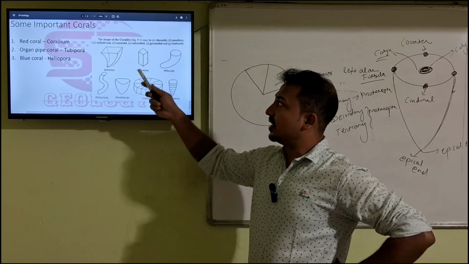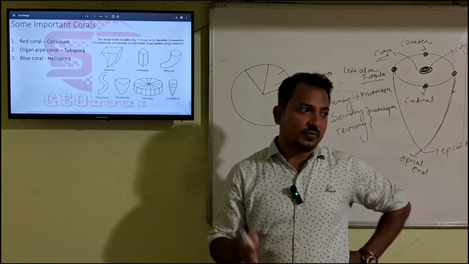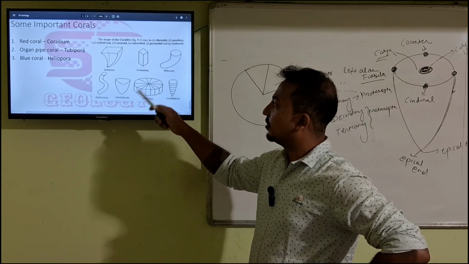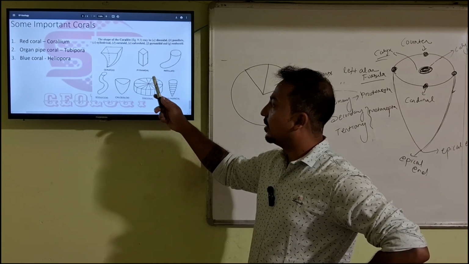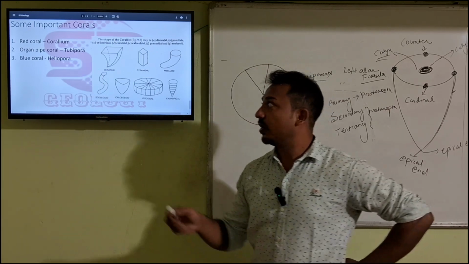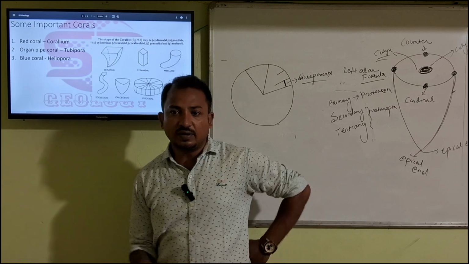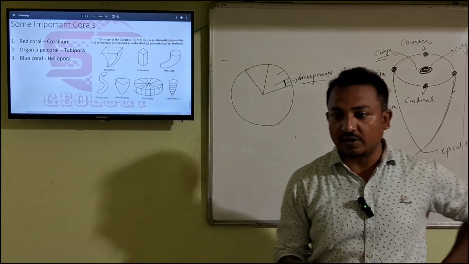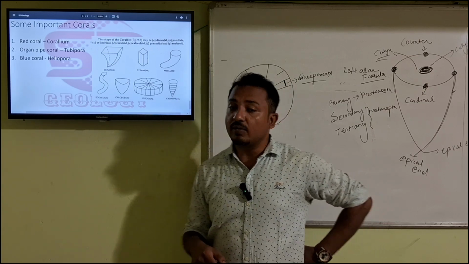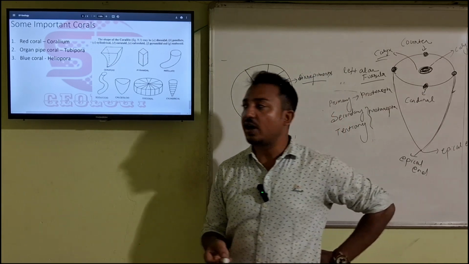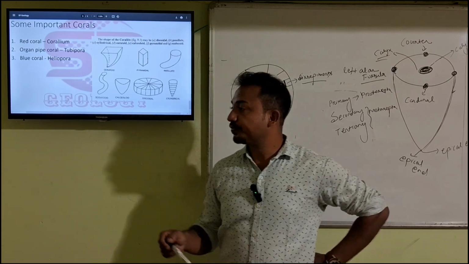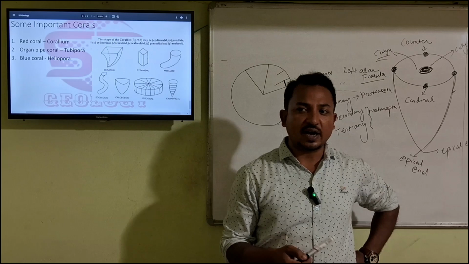So these are different shapes of the corallite, or you can say the shape of the exoskeleton. Just read this part: discoidal, cultured, pyramidal. Some important corals: Corallium is a coral called red coral. Then Tubipora is called organ pipe coral. Then Heliopora is called blue coral. These are some important types of coral.